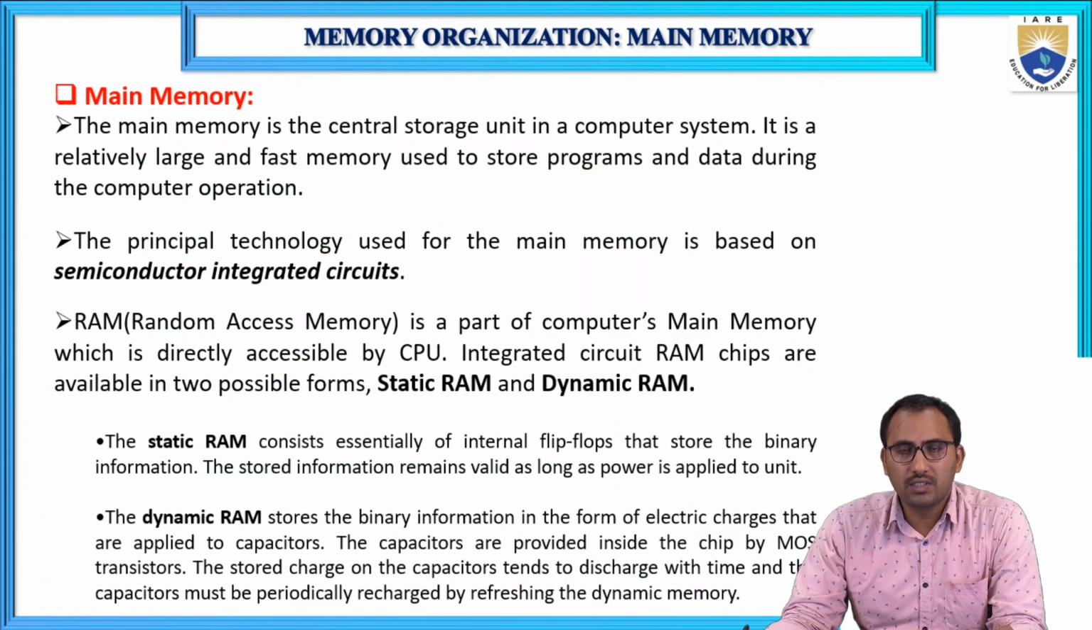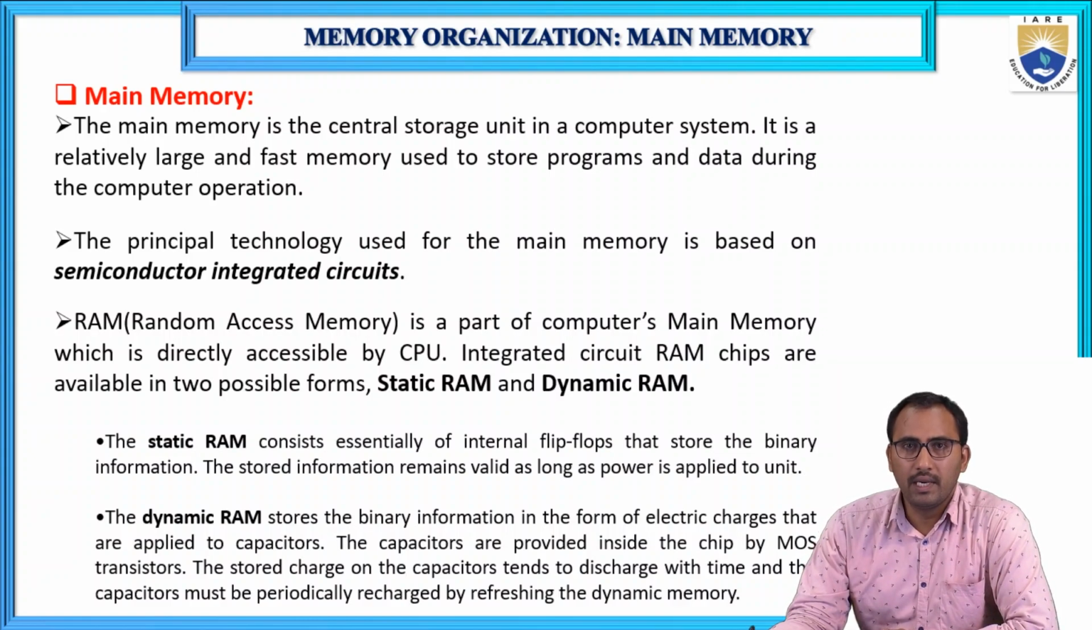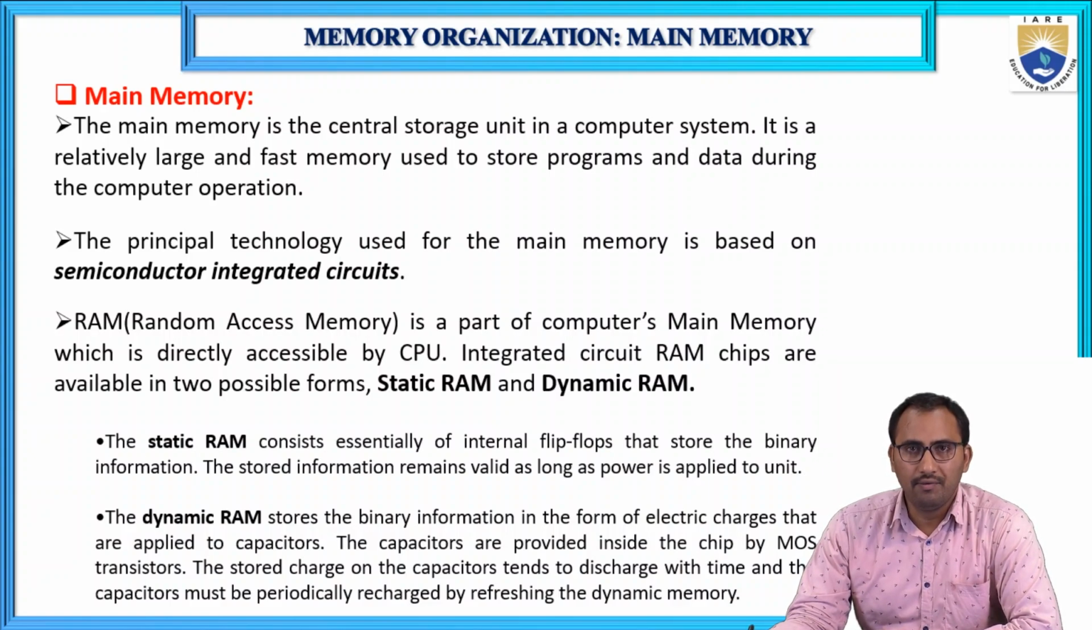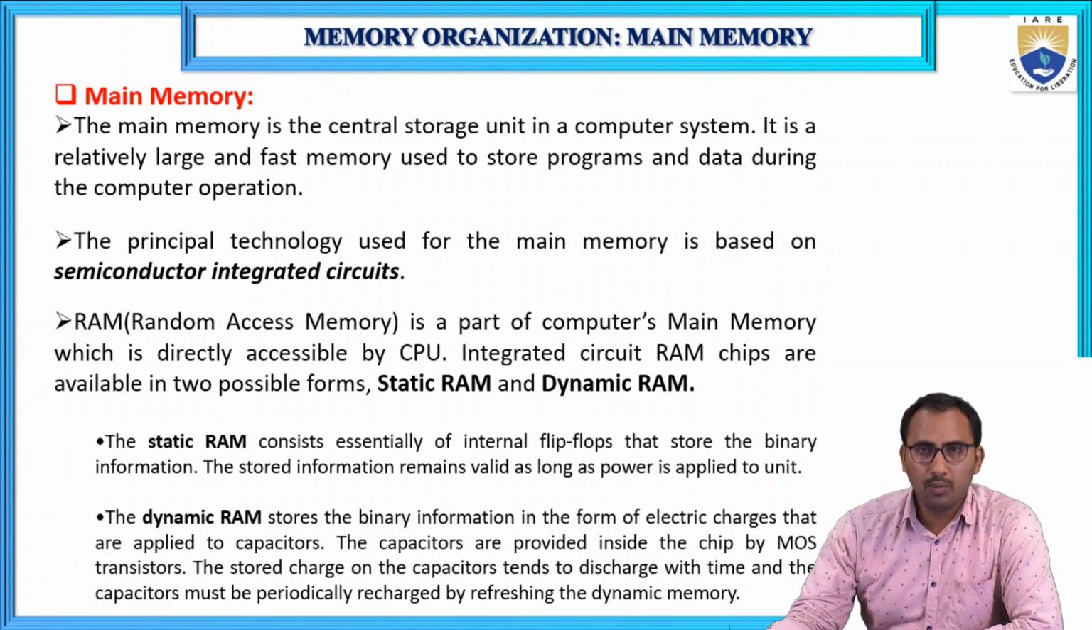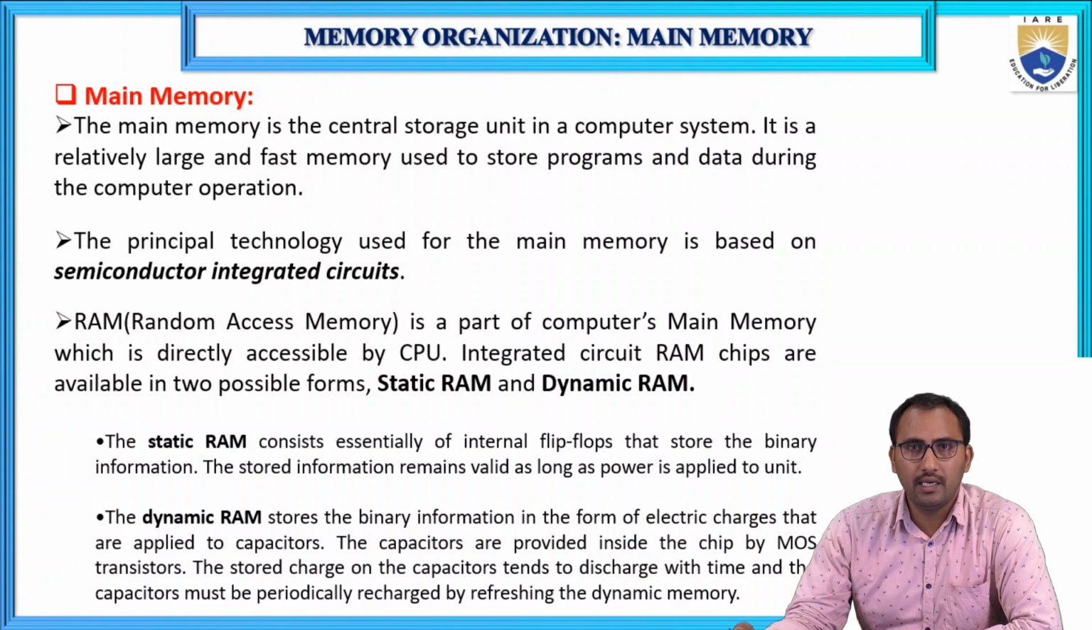A digital computer system mainly has three functional parts: the central processing unit, input and output devices, and the memory unit. So these are the three important functional parts. The memory plays a vital role in a digital computer system, because using the memory we are storing programs and data. A digital computer system has different memory devices like main memory, auxiliary memory, and cache memory.